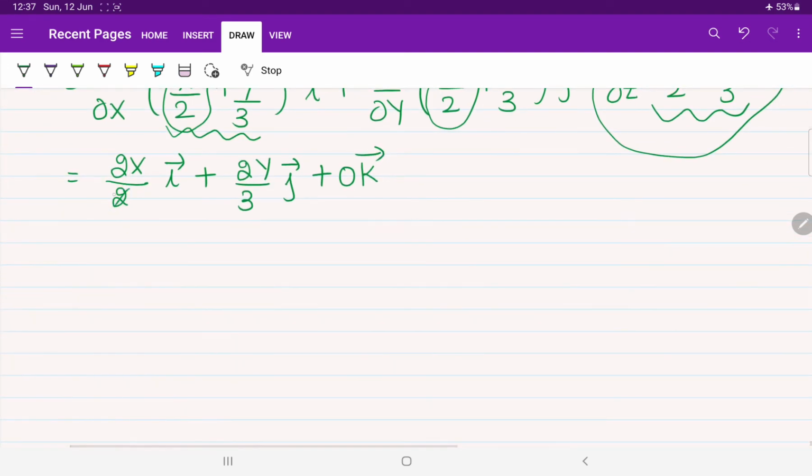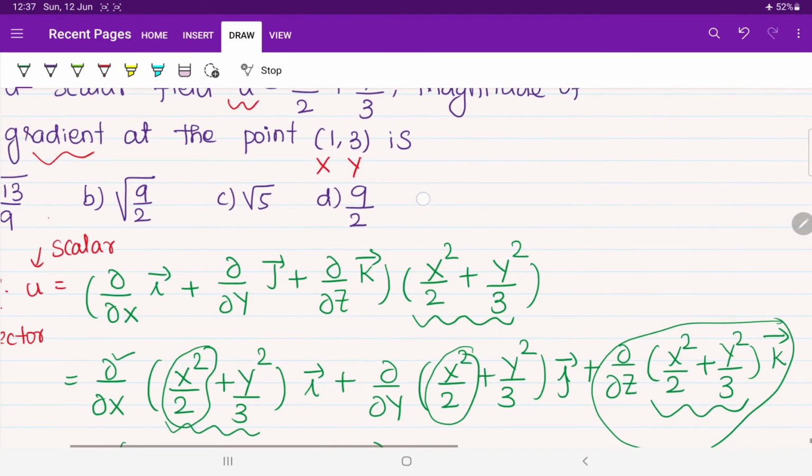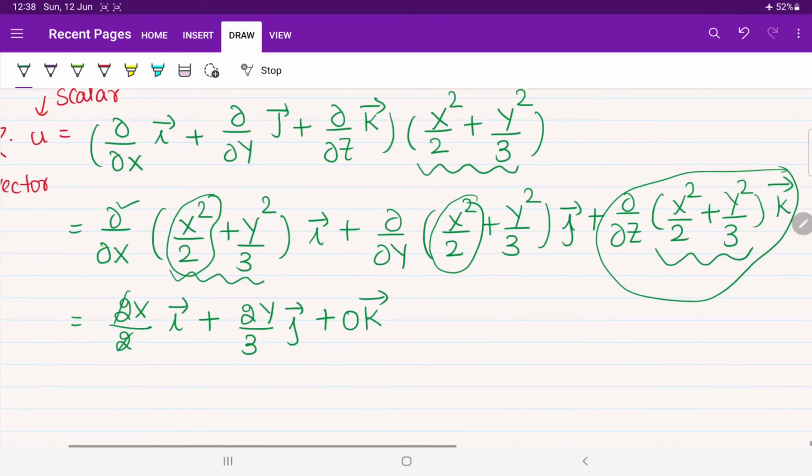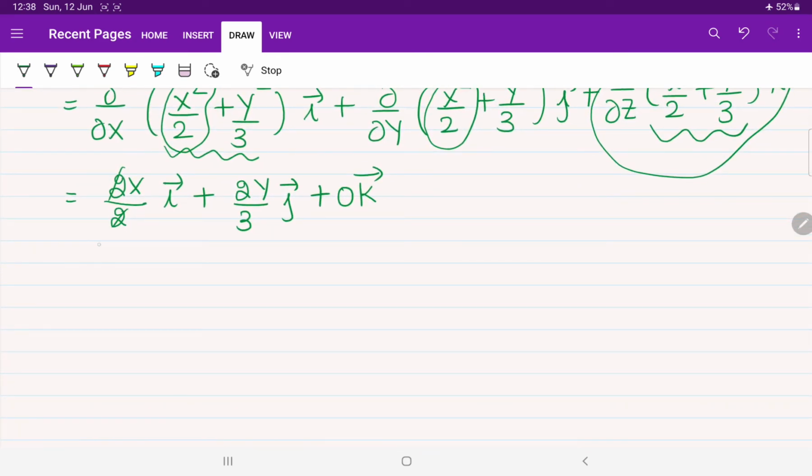So the 2 will cancel out, and we also know the values of x and y. In the question, the point that we are considering is (1, 3), x equal to 1, y equal to 3. If I substitute here, it becomes 1 into i vector plus, the moment you replace y by 3, the 3 gets cancelled out, and it becomes 2 times j vector.